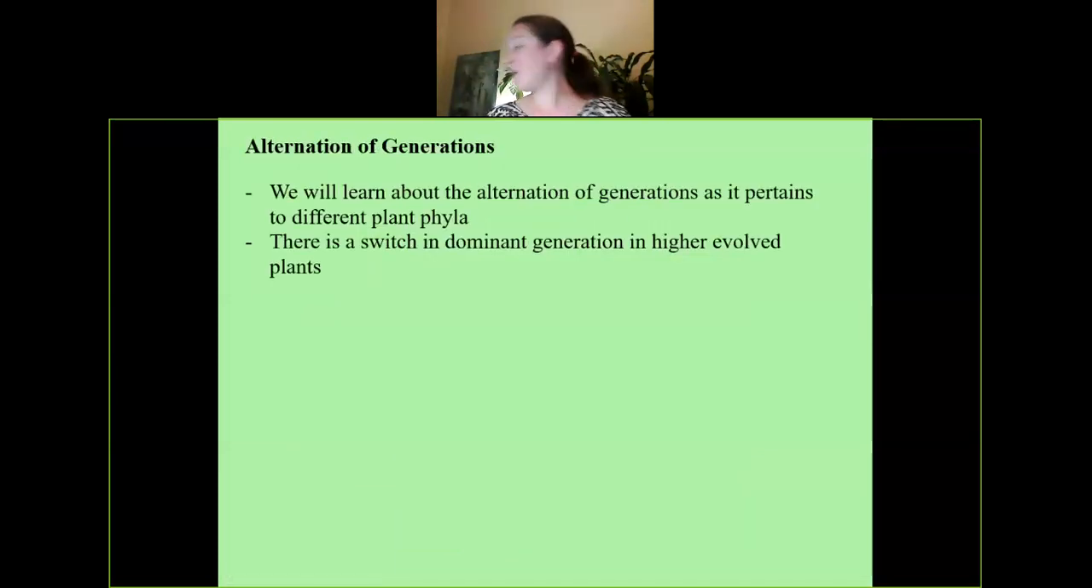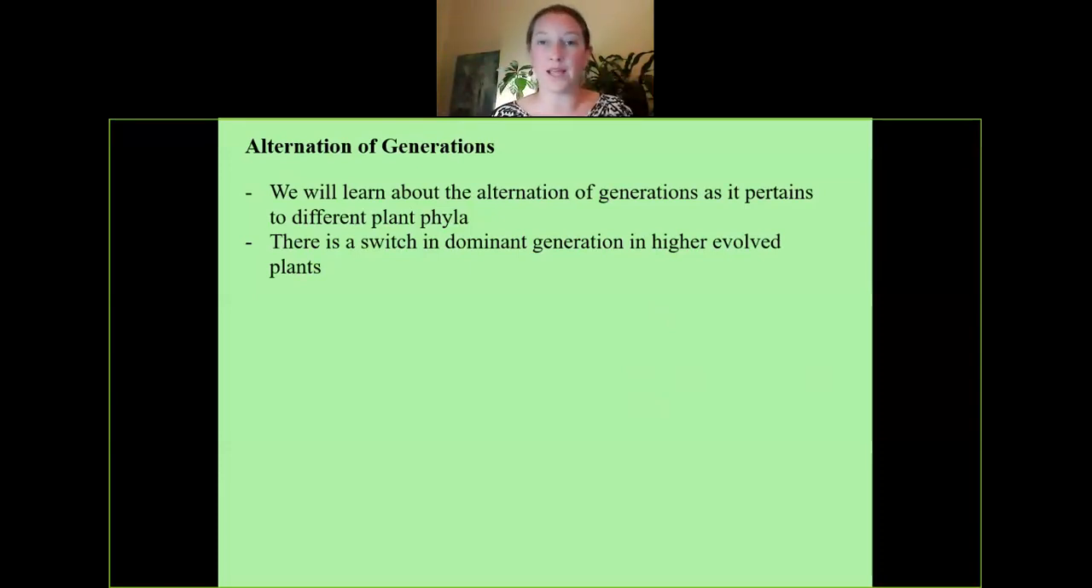Okay. Again, don't be overwhelmed. I know it's a lot of new information. This is probably a brand new concept to you guys, but we're going to have a lot of repetition with it. And we're going to learn about alternation of generations in different plant phyla, including the ferns eventually, which we had kind of a crash course through right now. But I'm setting this up for you so it makes sense when we talk about it later. There is a switch.